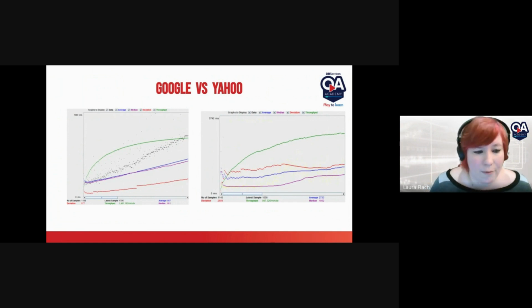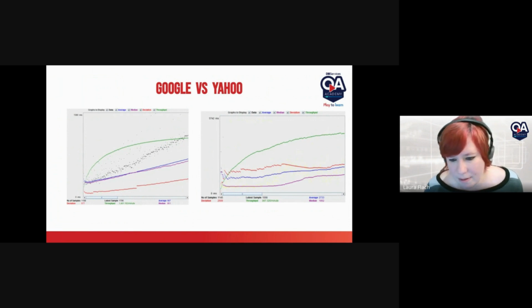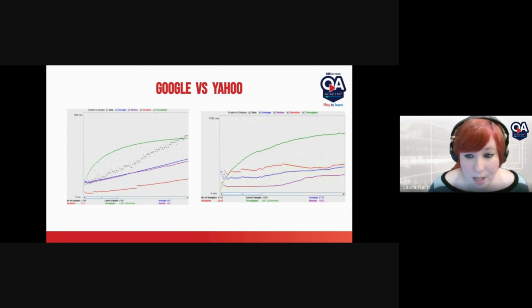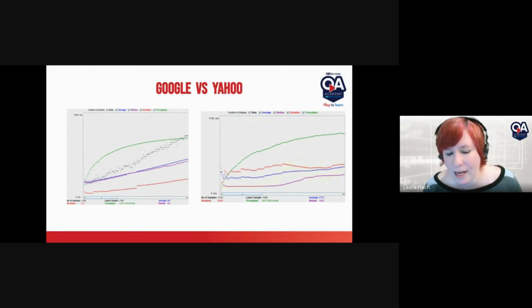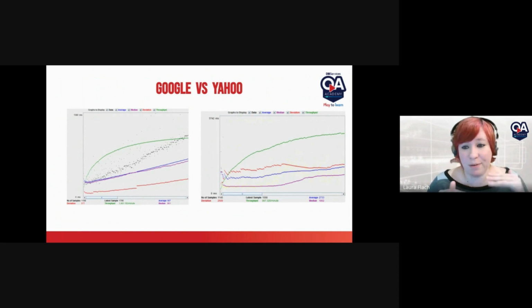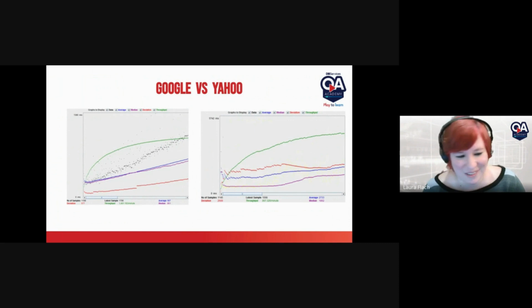For the deviation, what answers does it give us? Google's deviation was 577 in comparison to Yahoo, which is more than 2,000: 2689. Google proves that it is way more stable, because the number is really, really much smaller.